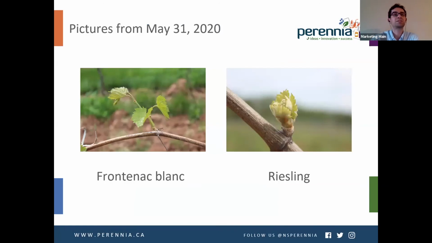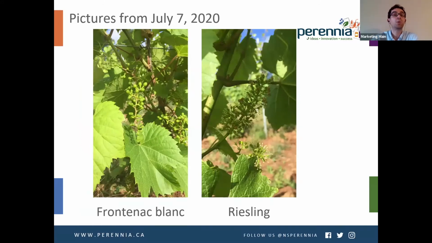So, a couple of pictures. This is from May 31, 2020, and you can see Frontenac Blanc with 4 to 5 leaves, while Riesling was just starting. If we compare with July 7, you can see Frontenac already with fruit set, while Riesling was just starting. So again, I insist, the same vineyard, but two different varieties can react in a different way.